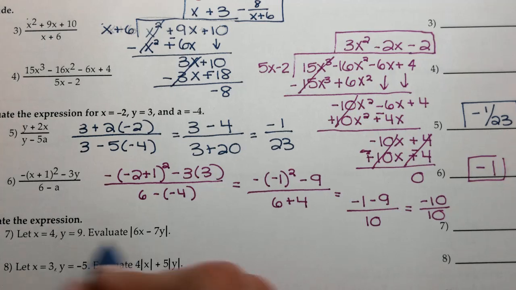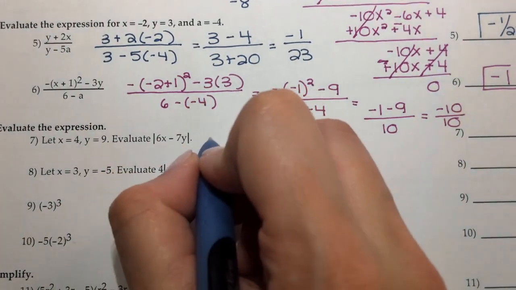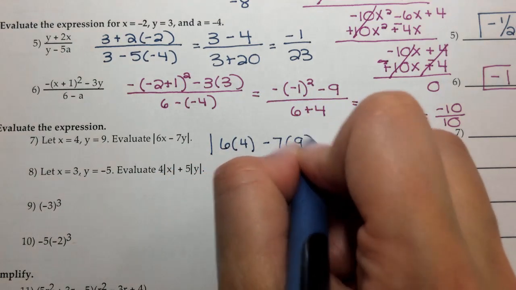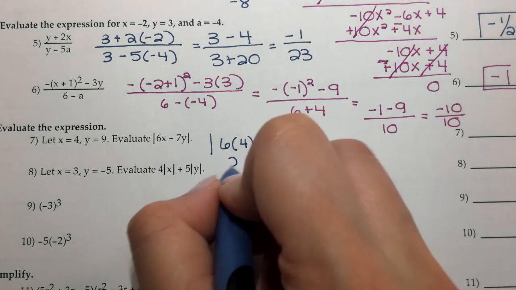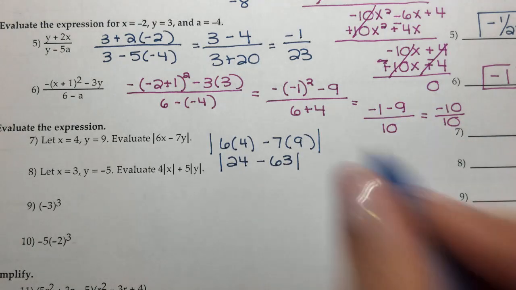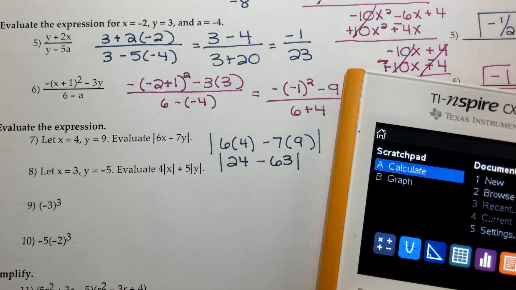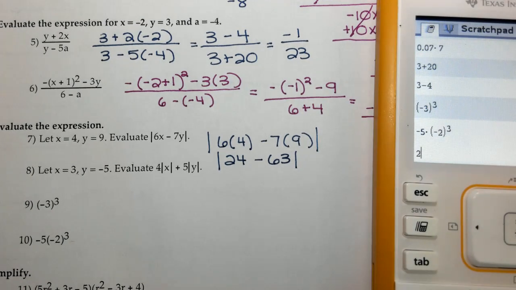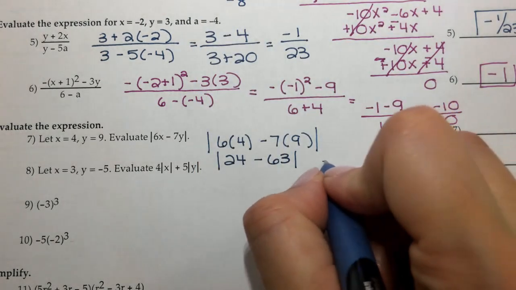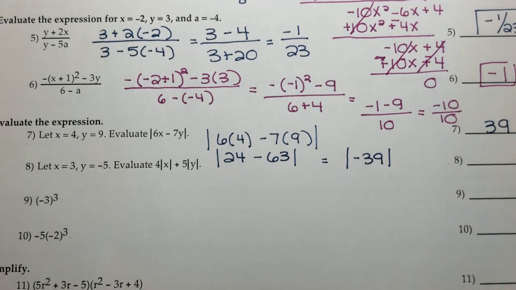Alright, so for this next one, this time we're dealing with an absolute value, and remember absolute value is the distance from 0. So we have the absolute value of 6 times 4 minus 7 times 9. 6 times 4 is 24 minus 63. So when you take 24 minus 63, we get negative 39. So the absolute value of a negative 39 is a positive 39.